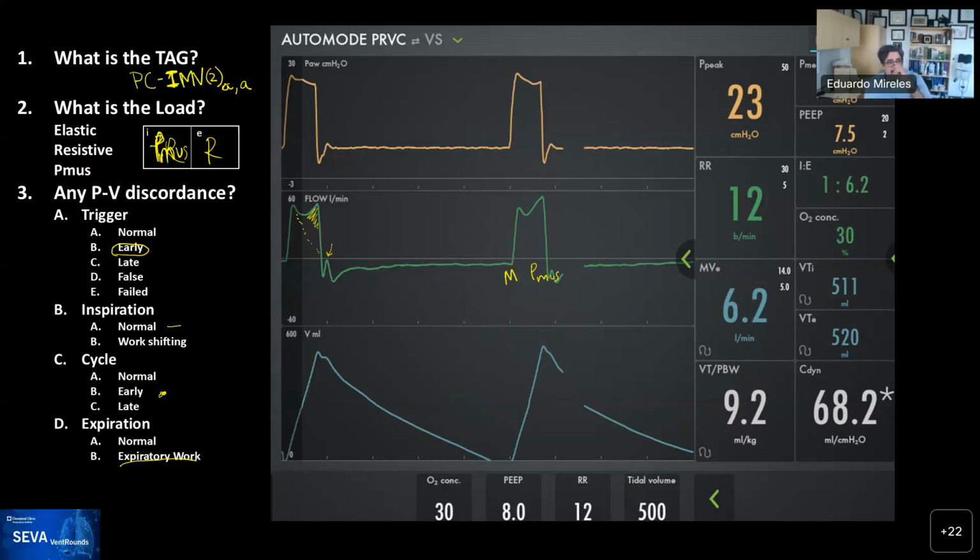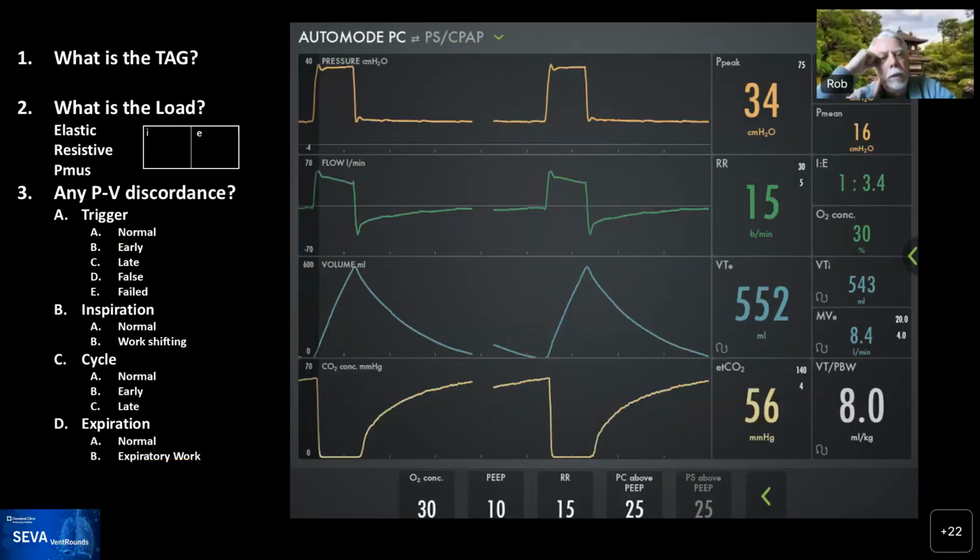And finally, we put this one. I thought this would be a good day to extend the rounds a little bit, but this is a different patient with severe end-stage COPD. And so for the sake of time, I'm just going to guide you through the waveforms. The tag for this patient is pressure control, IMV, type 2, SS. And you can see that here this patient is completely passive. There's no evidence of PMOS, and there's evidence of resistive load during inspiration and expiration.